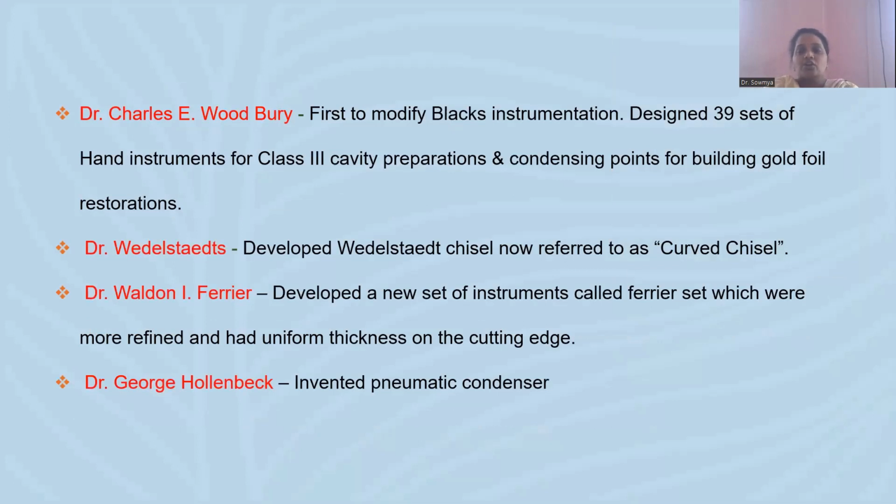As in the previous days, gold foil was one of the most commonly used restorative materials. So he invented instruments for gold restorations. Next, coming to Dr. Wedelstedt, he developed the chisel, now referred to as the curved chisel. Next, Dr. Walden Ferrier developed a new set of instruments called the Ferrier set, which were more refined and had uniform thickness on the cutting edge. Next, Dr. George Hollenbeck invented pneumatic condensers. They are also most commonly used for direct filling gold restorations.